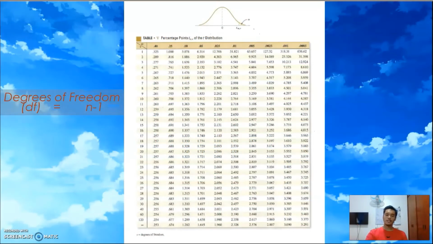And you can find the t-score using this formula based on the degrees of freedom, which is n minus 1, so if 5 minus 1, 4, and at a 95% confidence interval, it would be 4.604, if I'm not mistaken.